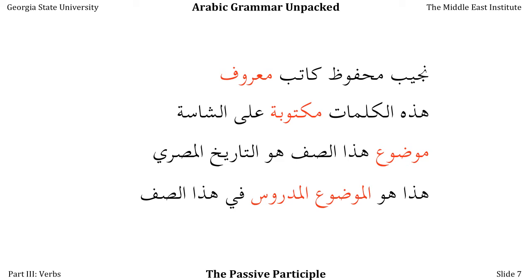The ism maf'ul can be either a noun or an adjective. Again, Arabic grammar tends to regard them as essentially the same thing. It isn't a verb, although it's derived from one.